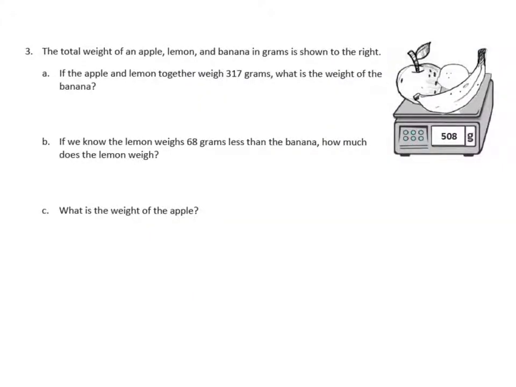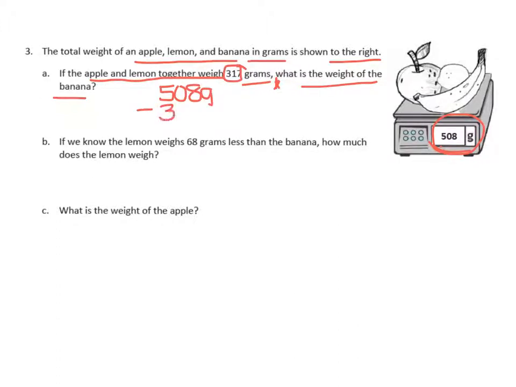Let's take a look at number 3 on your problem set. It says the total weight of an apple, lemon, and banana in grams is shown to the right. So here is our total. If the apple and lemon together weigh 317 grams, what is the weight of the banana? So what I'm going to do is I need to find the difference between 508 grams and 317 grams. So I am going to subtract 508 grams minus 317 grams. Now, don't forget to put your label right in the answer.